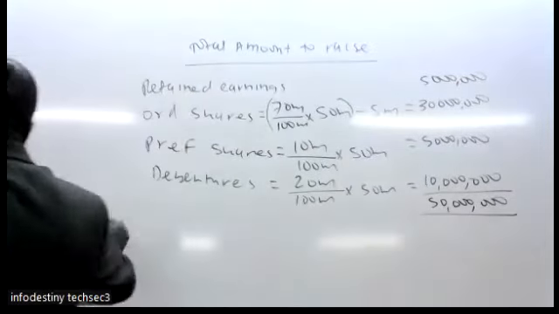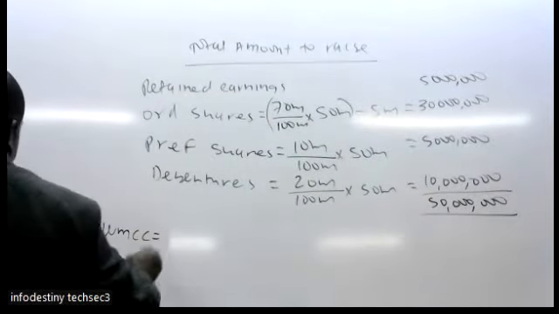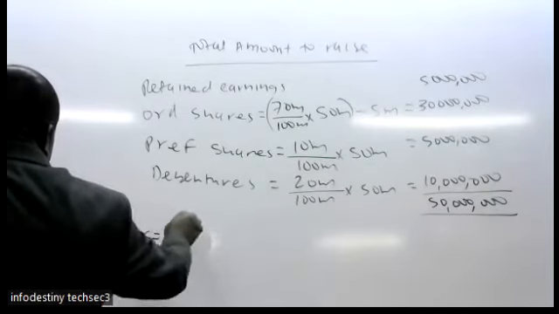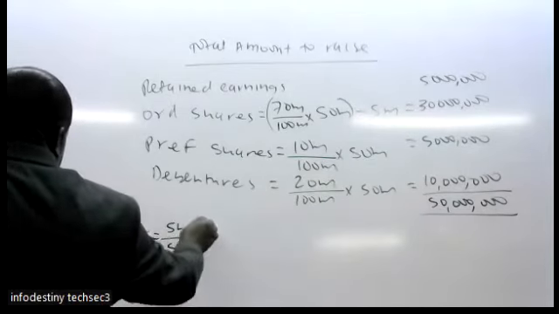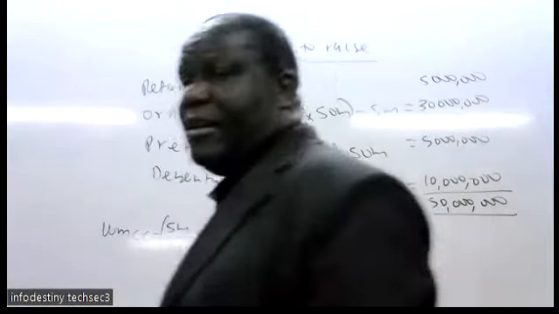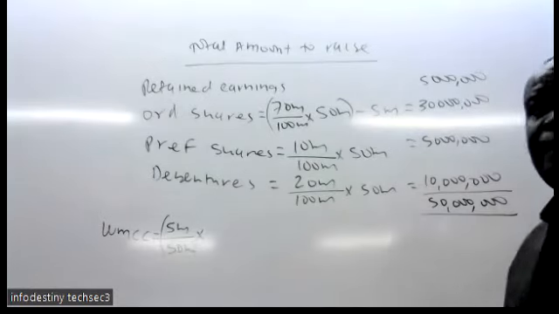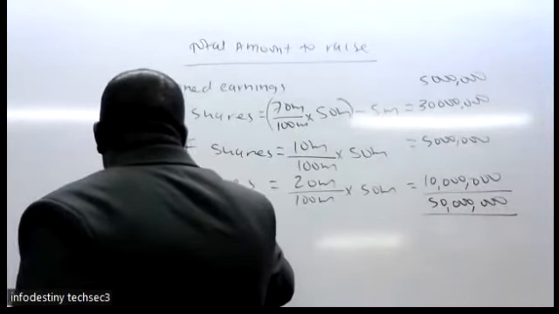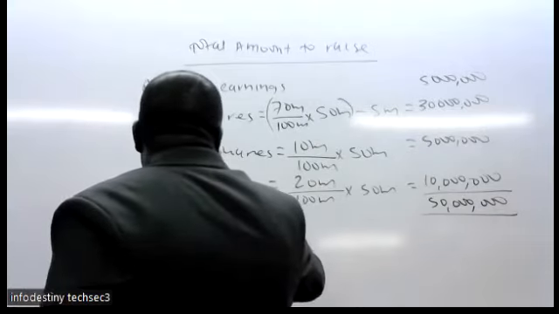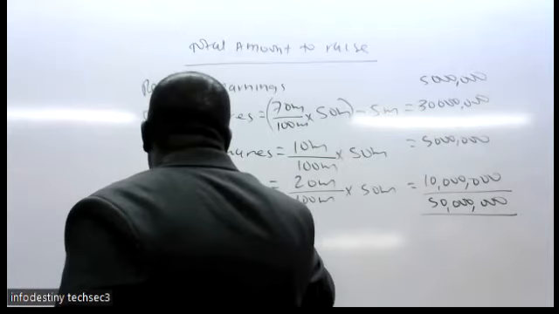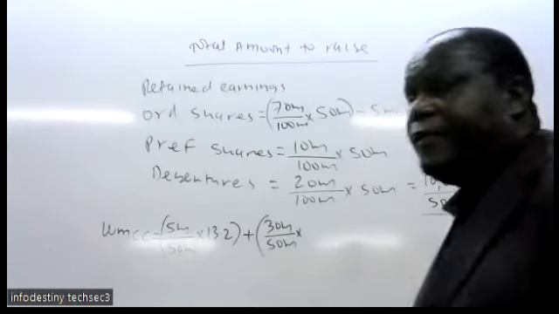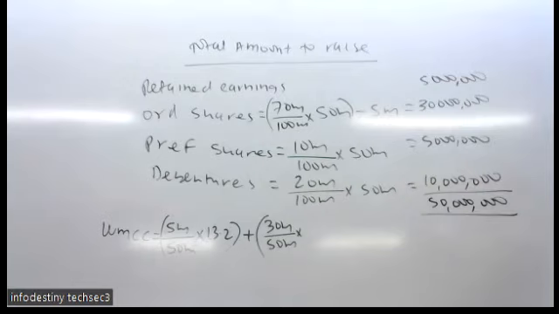So WMCC, we start with the retained earnings, which is 50 million divided by 50 million. So I want you to remind me in the Roman letter 2, what did we get in the Roman letter 2 as the cost for the retained earnings? 13.2. Then the next one is 30 million, also divided by 50 million. What was the cost for the ordinary share in Roman letter 1? Seven.